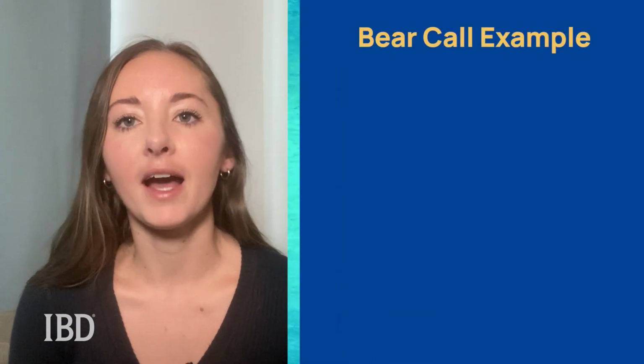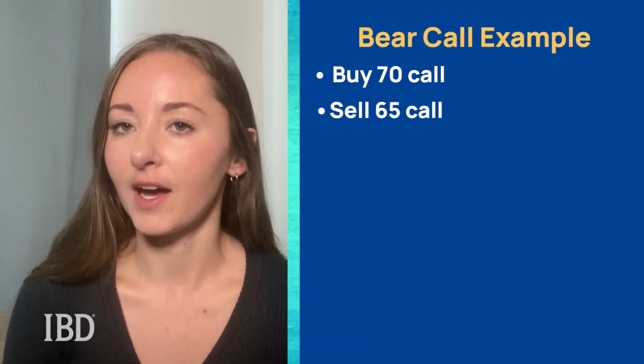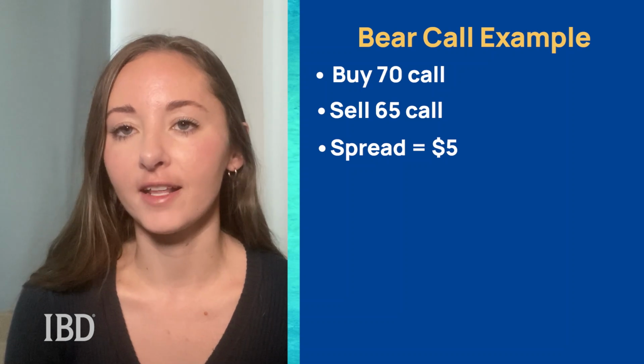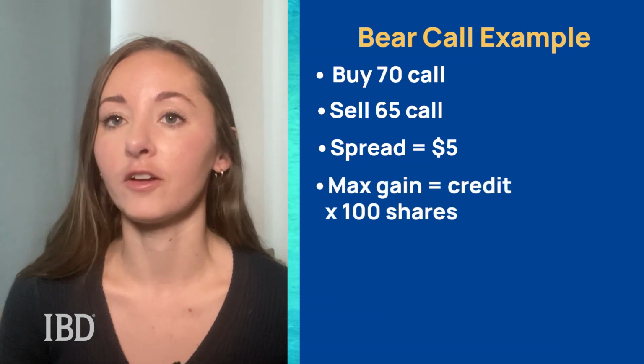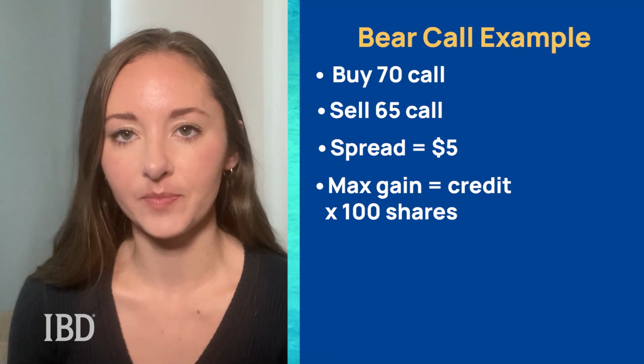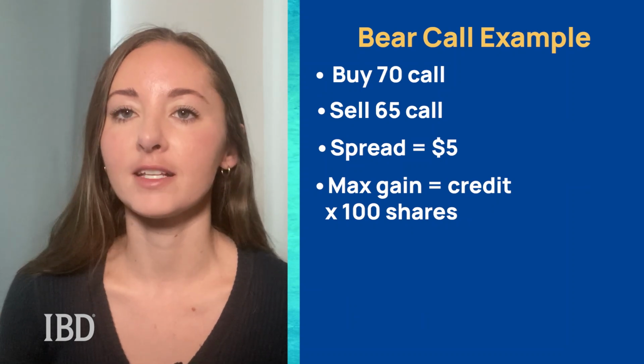It's important to know your potential gain, potential loss, and break-even points for the trade. This will depend on the width between the two strike prices of the calls in the spread. For example, buying a 70 call and selling a 65 call creates a spread that's $5 wide. If the bear call spread collects $1 of credit, the maximum gain is then $1 times 100 shares of stock that each option represents.